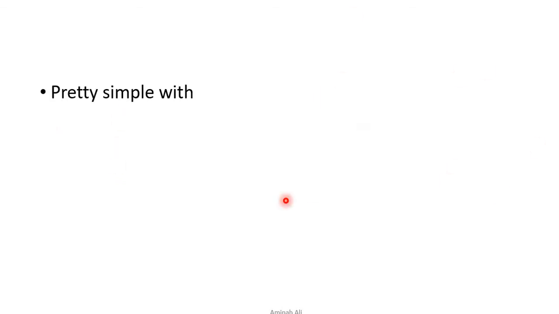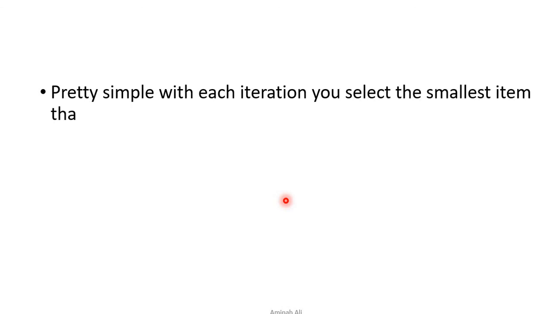So it is pretty simple. With each iteration you select the smallest item that hasn't yet been sorted, and you just pick it up and put it on the leftmost block of the unsorted partition. You can see that we have shown the sorted partitions with green, and we do not do any comparison in the green boxes, and we are just concerned about the unsorted part.